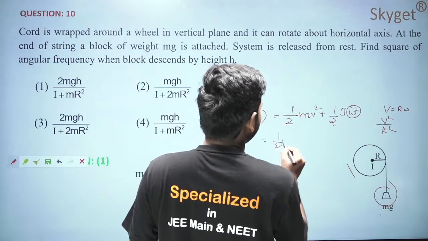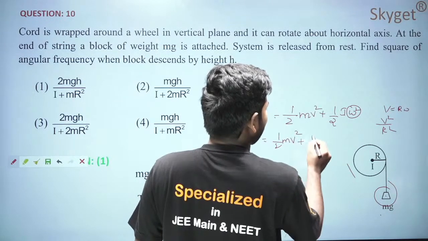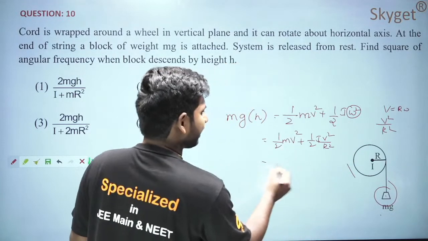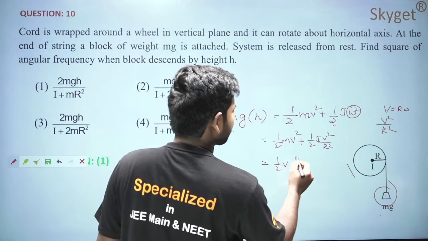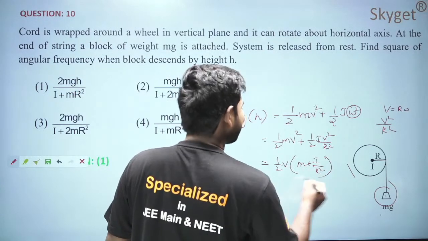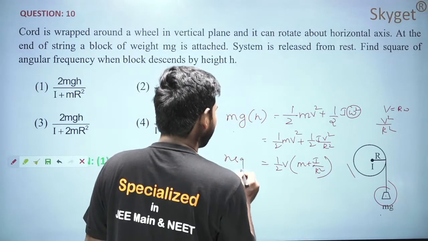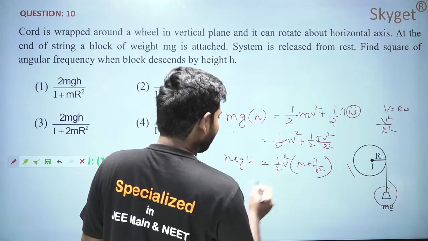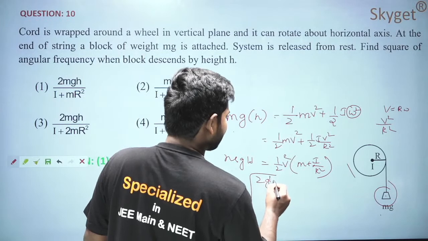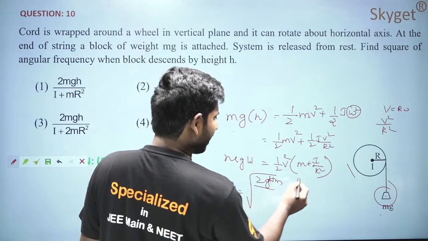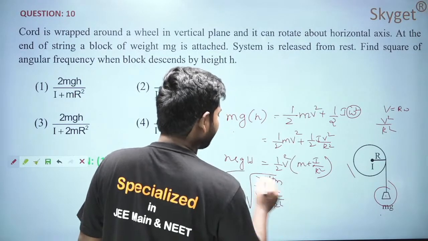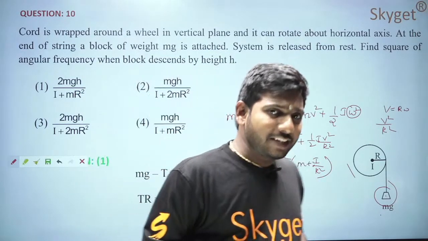So half mv square plus half I v square by r square. If you take half v square as common, you will get m plus I by r square. Simple, it is as simple as that, students, mgh. So v is equal to root over 2 mgh by m plus I by r square. Students, you don't need to think too much into it.